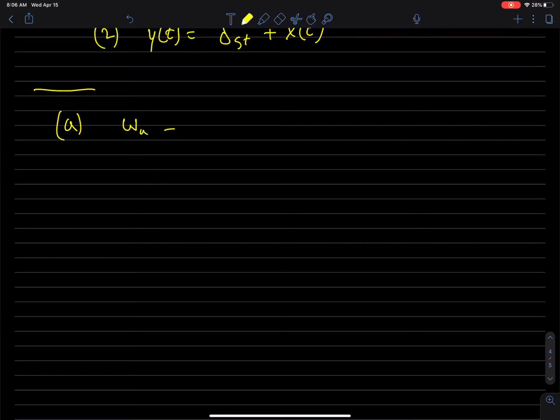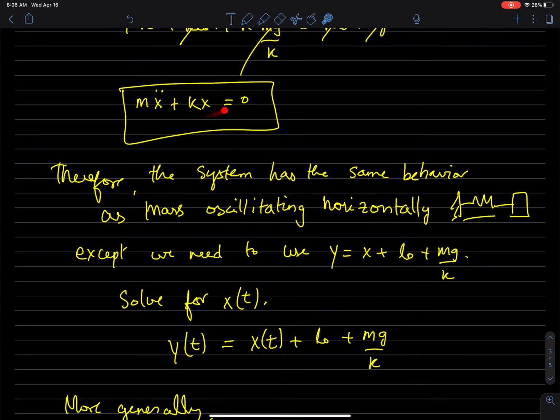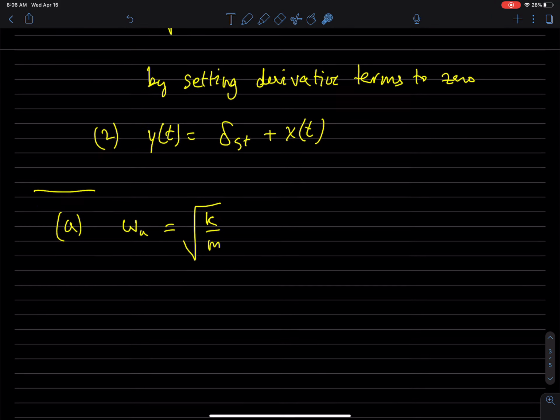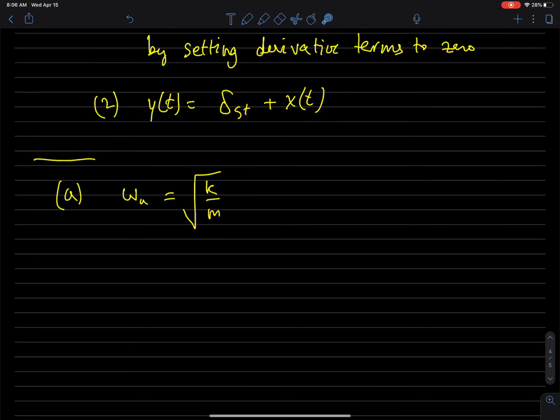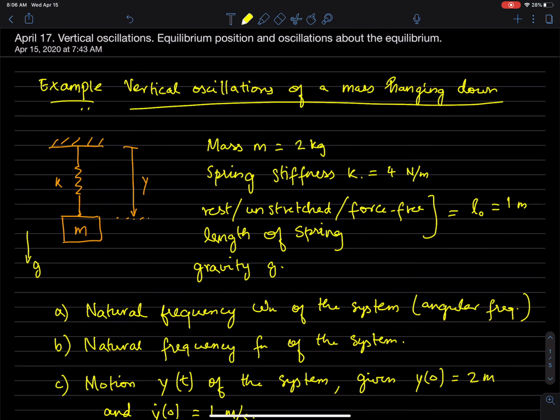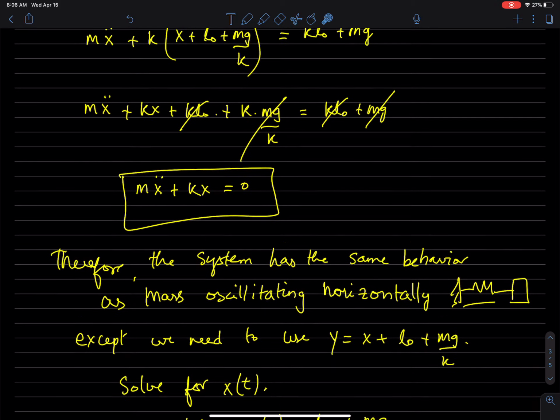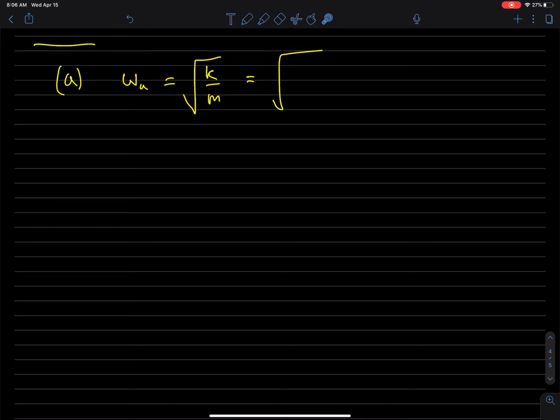omega n is still going to be square root of k over m, because, well, our equation is in fact basically the same as before. So we can compute that. So we did k over m, 4 over 2, which is square root of 2, like before. Hertz.